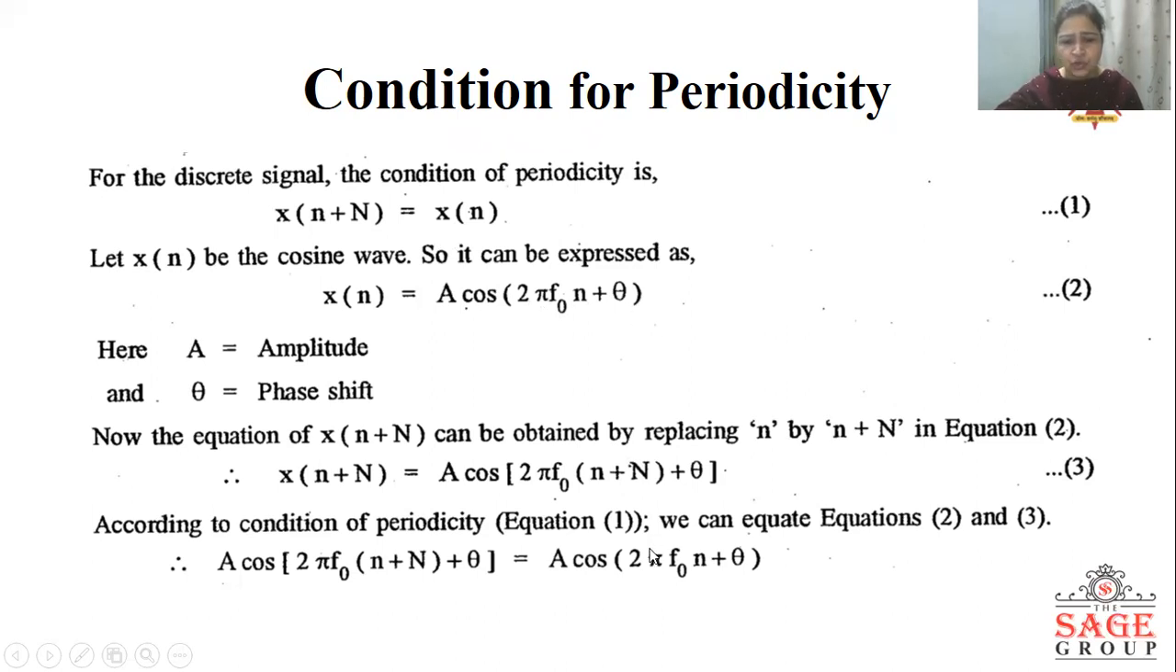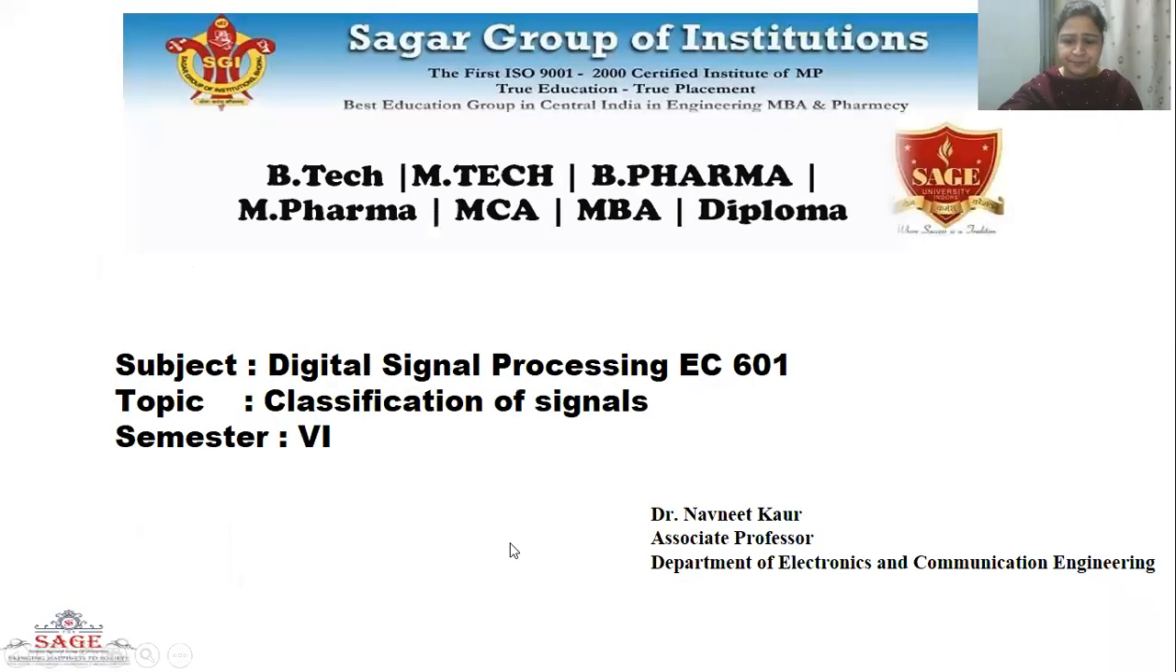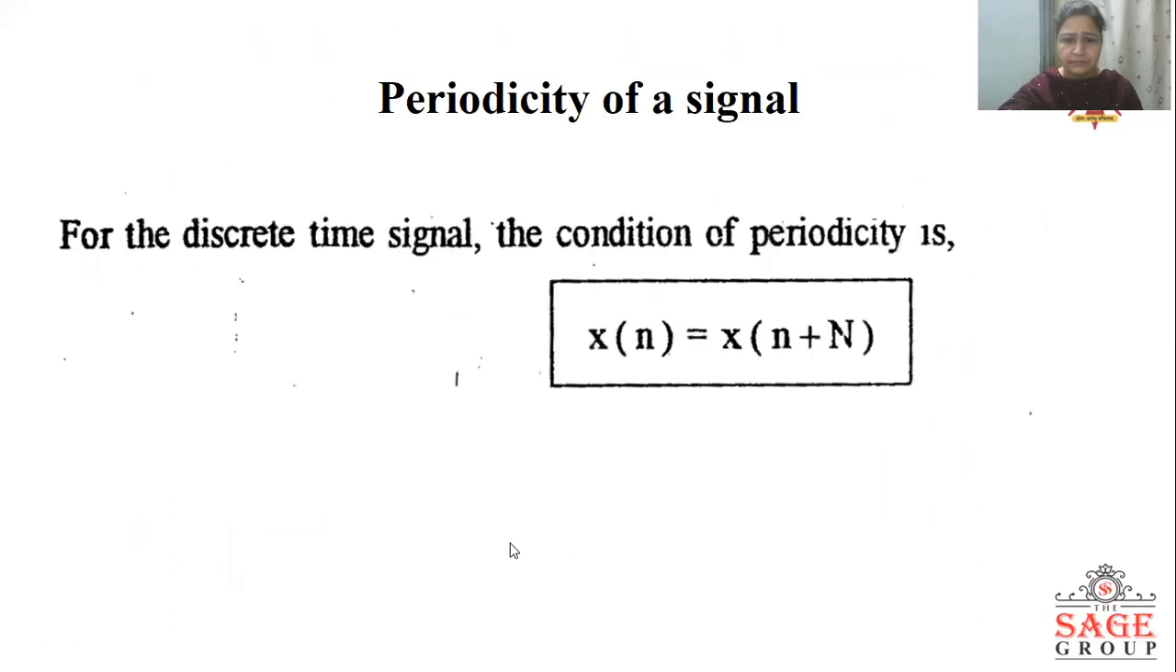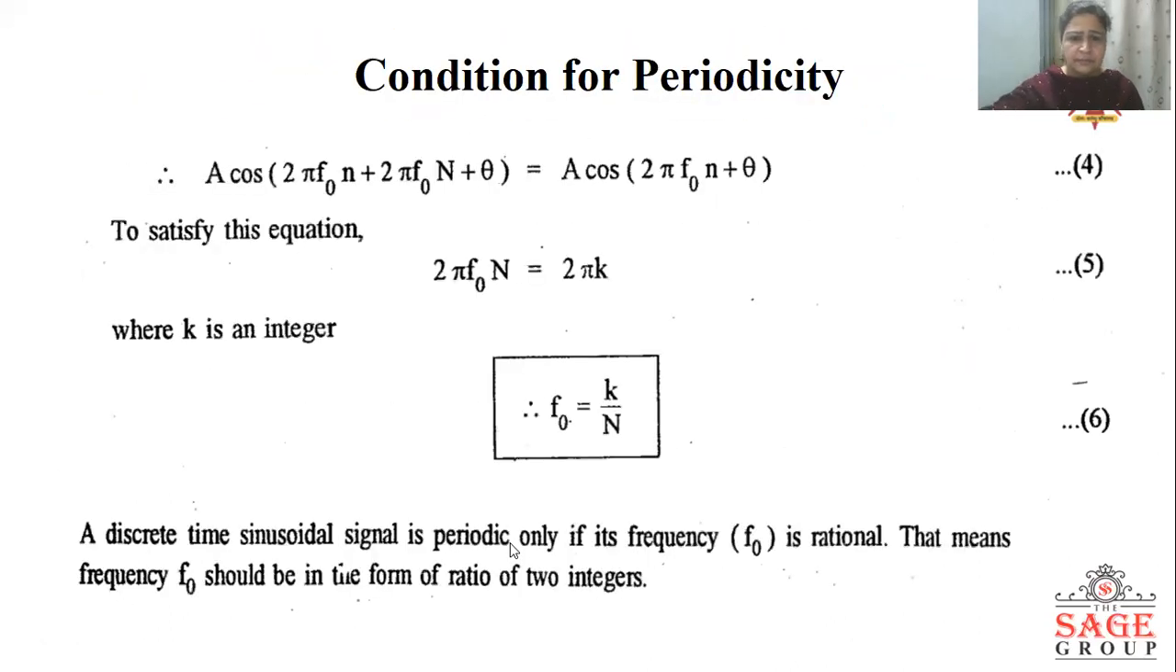Now, these two sides of the equation should be equal. For these two sides to be equal, the condition is that 2 pi f naught N, this part which is extra in the two sides, should be equal to 2 pi k, where k is any integer. Now we know that if k is 0, it will be 0. So in that case, the two sides are equal.